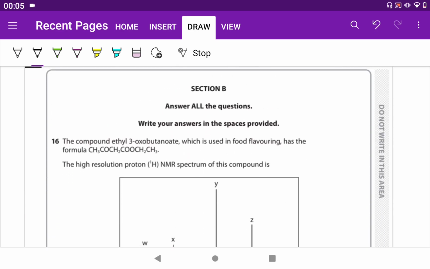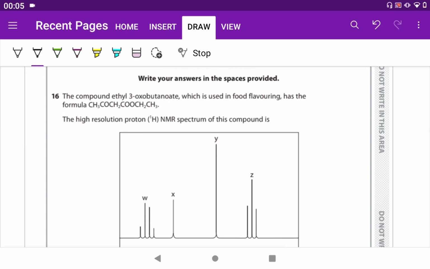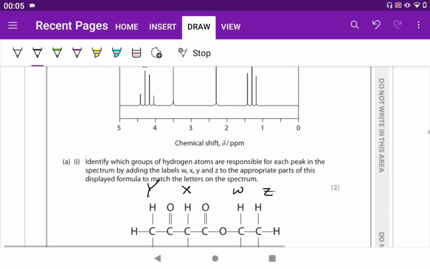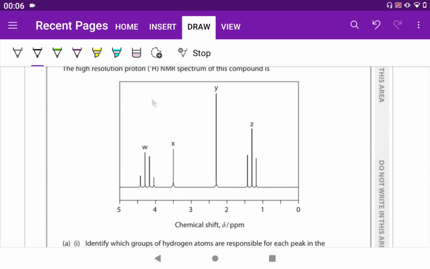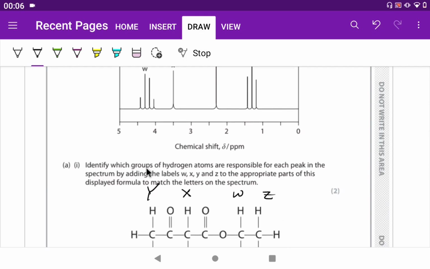Now section B. Question 16: ethyl 3-oxobutanoate, which is used in food flavoring, has the formula this. The high resolution proton NMR spectrum of this compound is given to us. So we have to tell which group is which. Identify which group of hydrogen atoms is responsible for each peak in the spectrum by adding the labels W, X, Y, Z to the appropriate part of the displayed formula matching the letter in the spectrum.